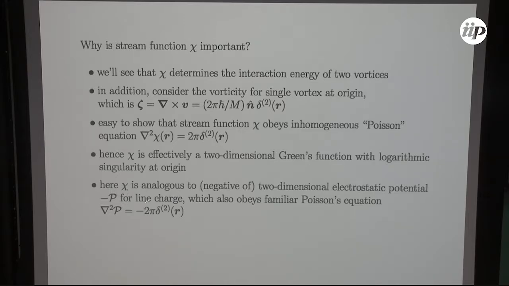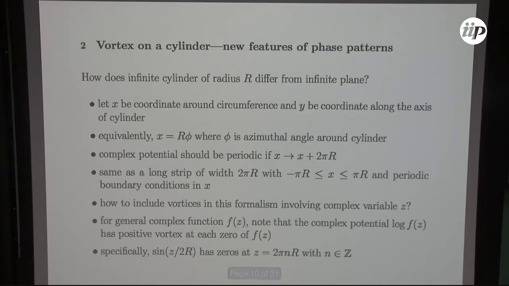And chi, and I'm going to use this later, chi is completely analogous to the 2-dimensional electrostatic potential. Because if you remember, for a line charge, you get Poisson's equation. The only difference is the conventional minus sign. I use chi because I've already used phi for the velocity potential. But we know how to calculate the energy of an electrostatic field, just as the integral of E squared. Similarly, this will be the integral of V squared. And so that means a very close connection between the two systems.